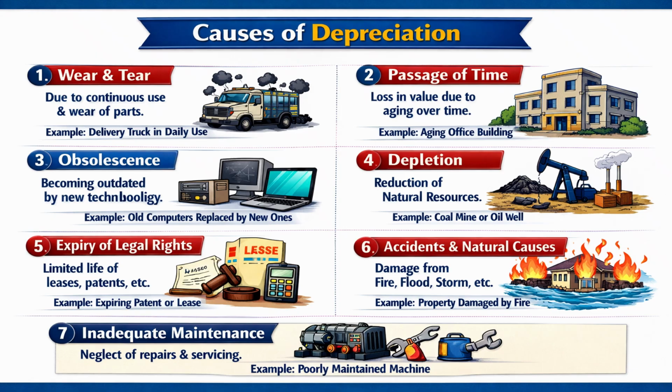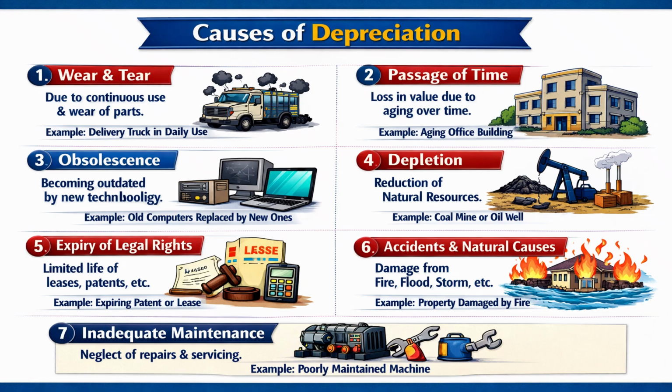5. Efflux or passage of time or expiry of legal rights. Certain assets have a limited legal or contractual life. Their value decreases as the legal period comes closer to its end. Even if these assets are not heavily used, their value declines because the legal right attached to them expires. Examples include leasehold property, patents, copyrights, licenses and franchises.